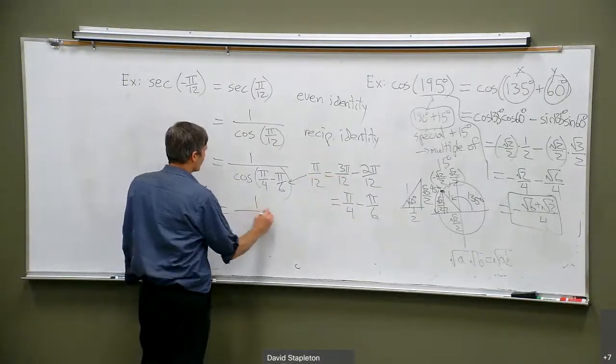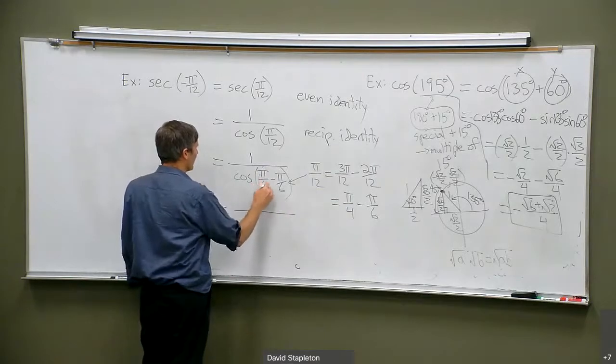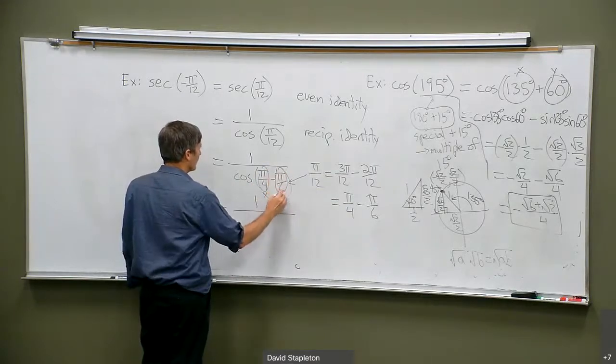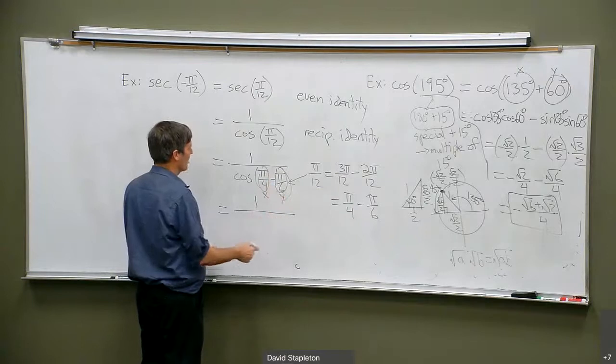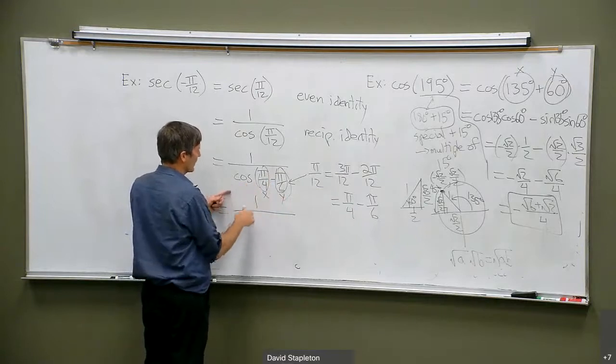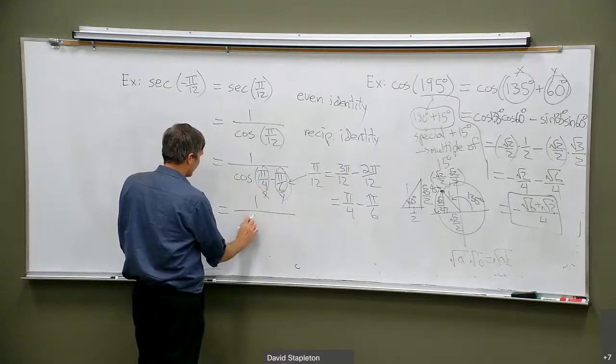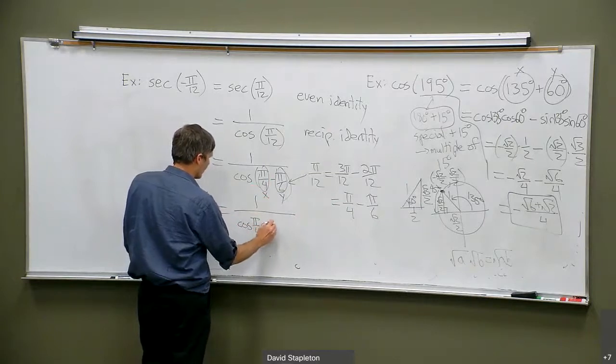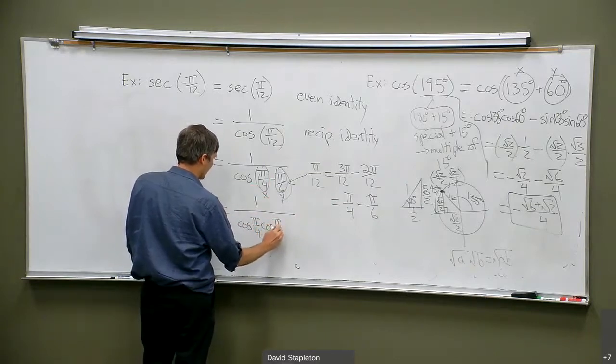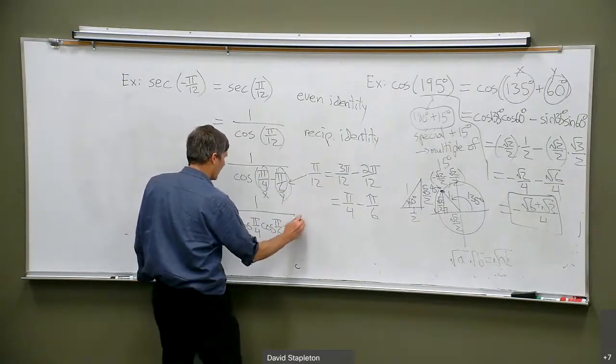Now, cosine of the difference. Cosine of x minus y. Remember, with cosine, minus goes with plus and plus with minus. So cosine of the difference is cosine, cosine plus sine, sine. So I'll put cosine x, cosine y, plus sine x, sine y.